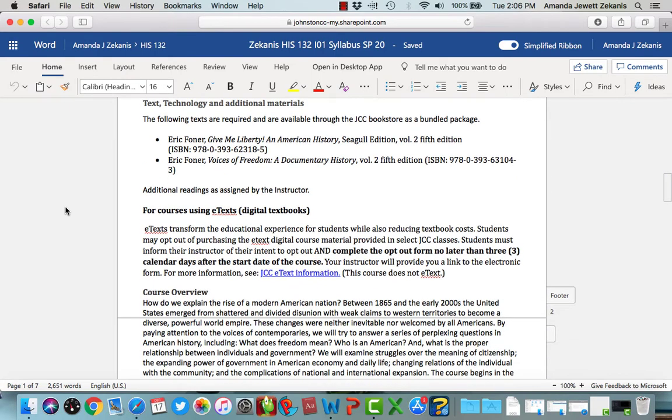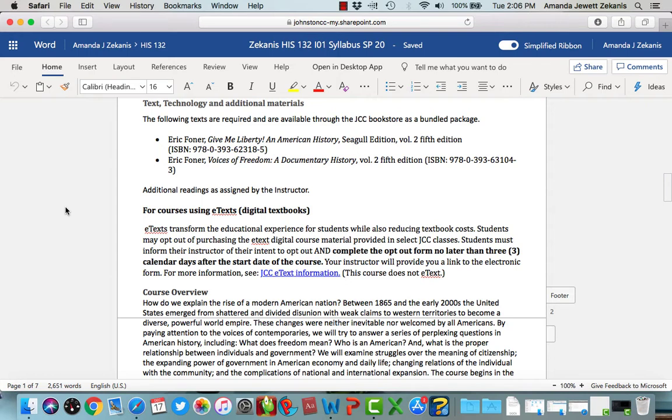There are books. There are two books. One is a textbook and one is a document reader. The textbook is Eric Foner's Give Me Liberty in American History. It's volume 2, 5th edition. It is large and it is blue mostly. And the ISBN is right there for you. So that's the textbook. That is a secondary source. It's written by Eric Foner, an American history scholar, using historical evidence. So he wrote that himself.